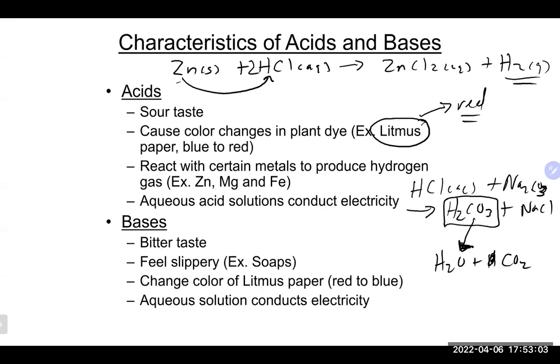They also will change litmus paper, except that if it's basic, the litmus paper pretty much will turn blue. So if you have any type of litmus paper that turns blue, or I guess stays blue, it is a basic solution. Also, just like acids, strong bases will conduct electricity really well. They're strong electrolytes as well.